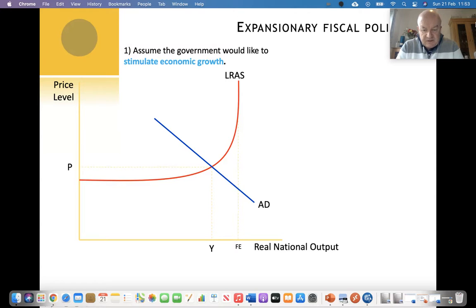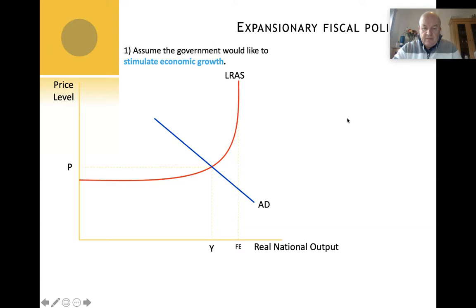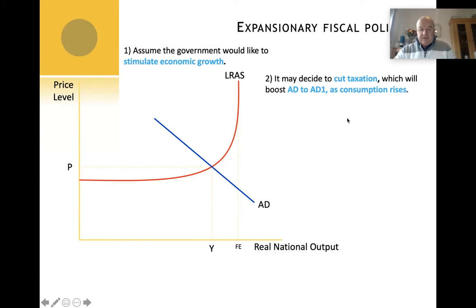So we've got price level against real national output, and at this point, our aggregate demand line is crossing our long run aggregate supply curve at Y. So our real national output at the level of national equilibrium would be Y, and our price would be P. Okay, so let's assume in this case that the government would like to stimulate some economic growth. What it might choose to do, in order to do that, is to cut taxation.